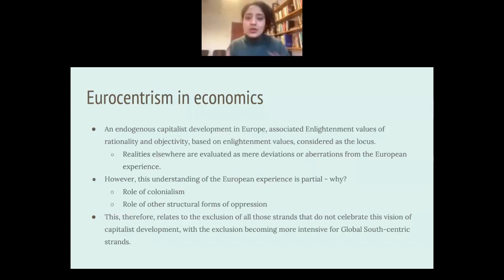However, there has been an exclusion of all of these understandings of how capitalist development takes place concomitantly with processes like colonialism, other forms of structural oppressions, etc. All of those ideas are excluded and obfuscated in the standard narratives of economics and economic development. And how does that happen? I'll talk about it in just a while. But if that is the locus of our understanding of economic development, which is a partial view of how endogenous capitalist development in Europe unfolded, and looking at that as the universal experience and judging all other economies simply as an aberration or deviation from it, we understand that to be Eurocentric in nature.